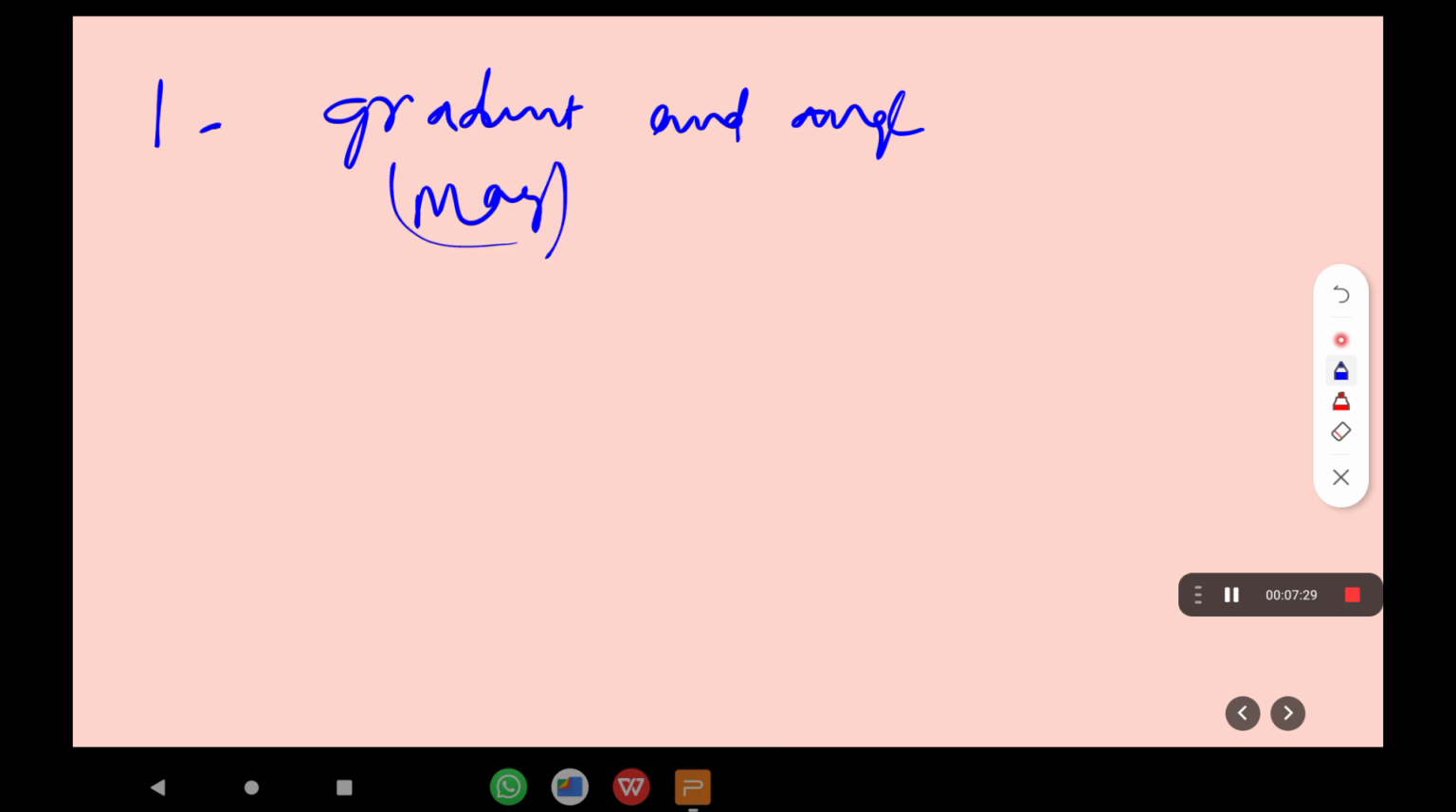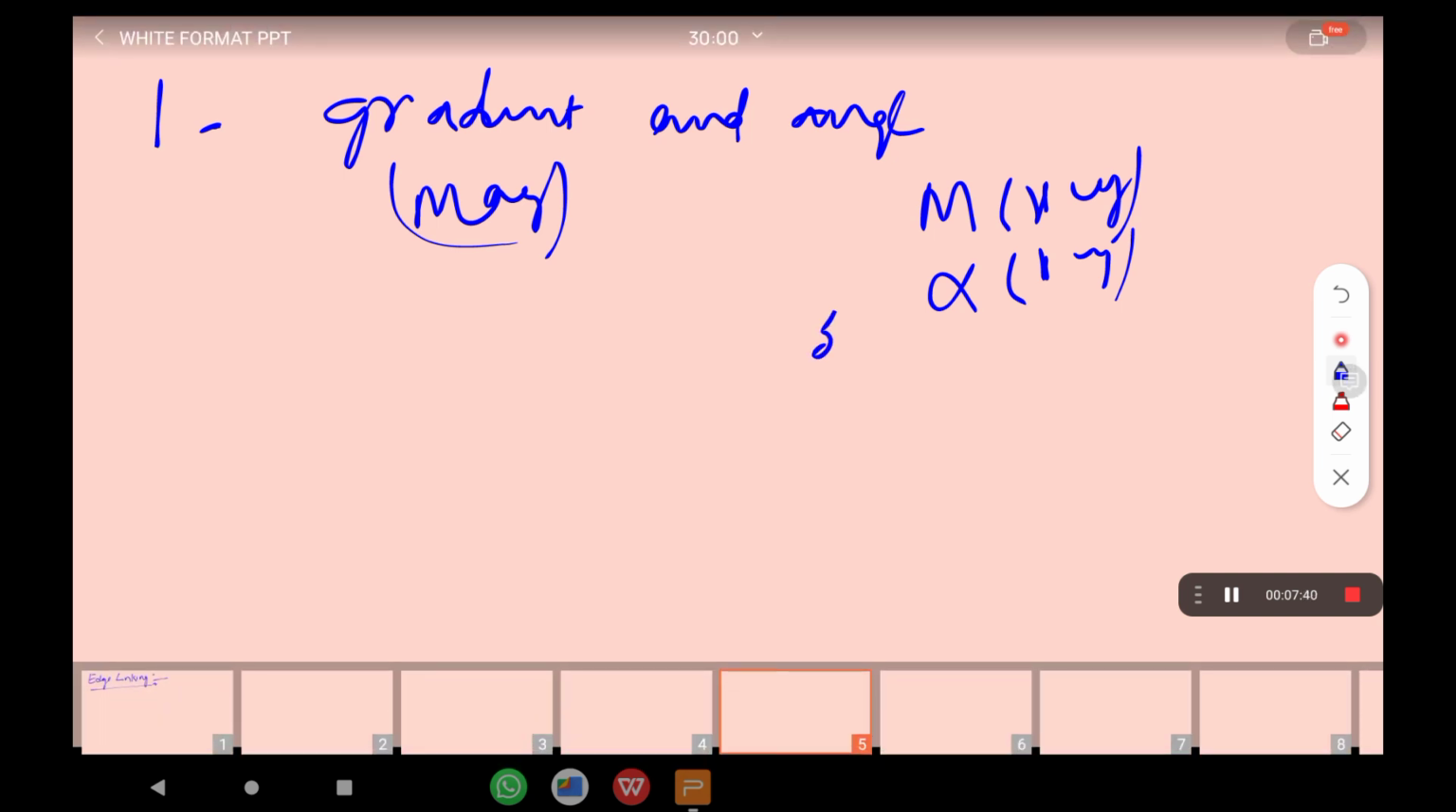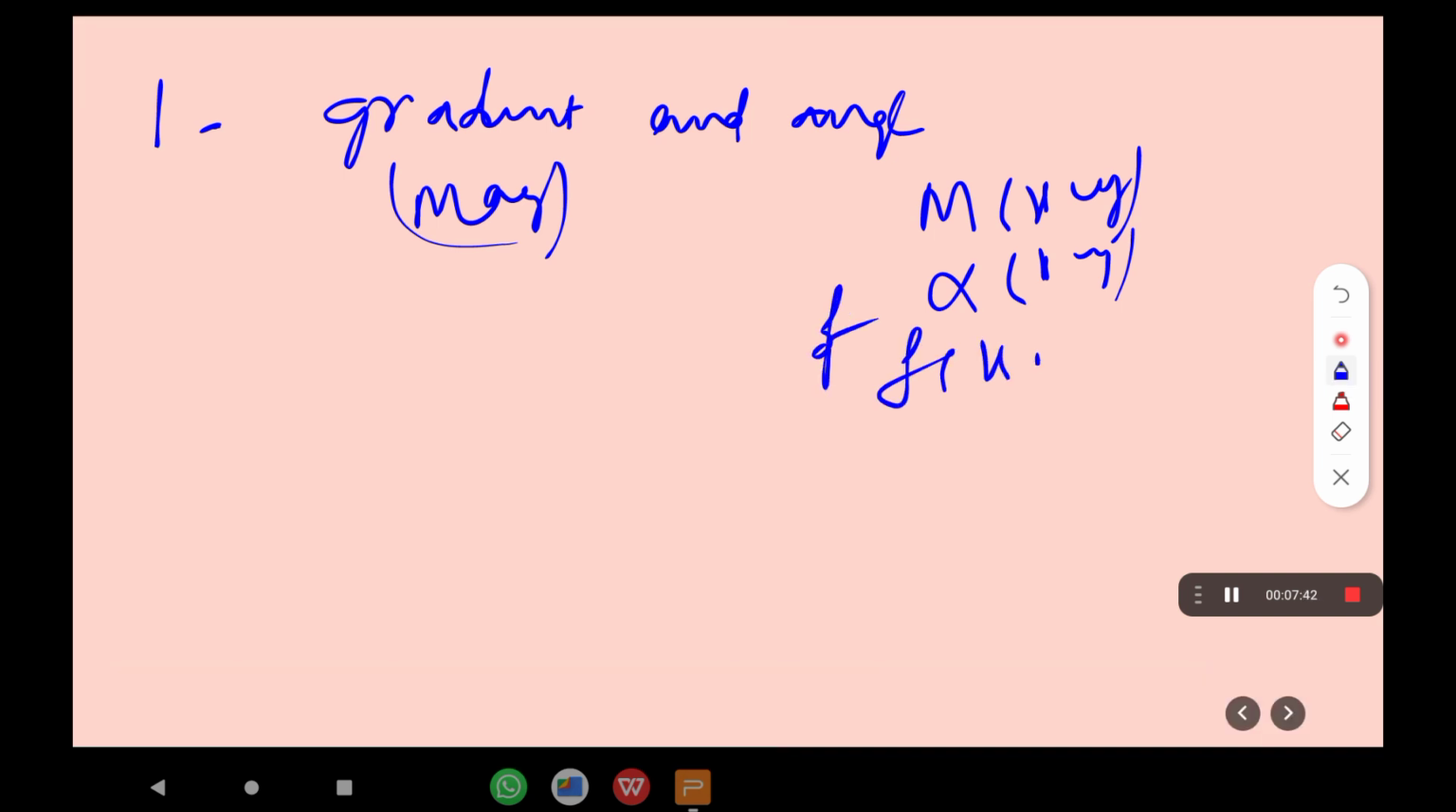The first point is to find the gradient and angle. Simply, you can call them the magnitude and angle for the corresponding coordinates, M of x comma y as well as alpha of x comma y, of the image f of x comma y, right? This is step number 1.